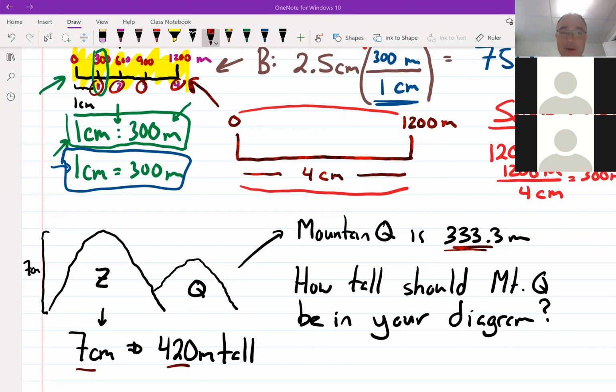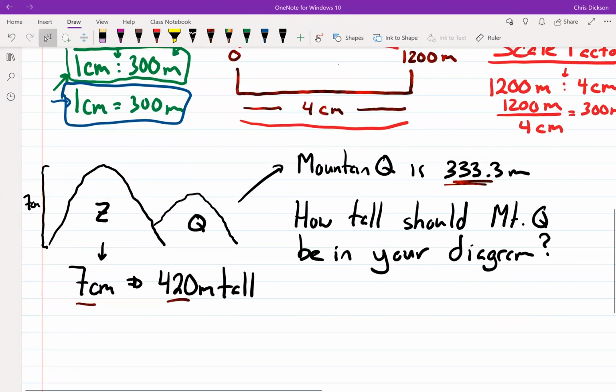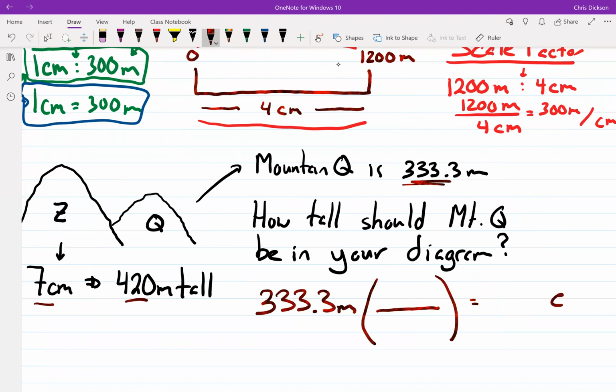Okay, so I'm going to turn my video off here. I'll just finish this off. So the question is, how tall would mountain Q be in your diagram? How tall would you make it? So you're going to have to create some kind of scale factor. And what you're going to have to do is take 333.3 meters, and you need to convert it so that you can figure out in centimeters how tall your mountain should be here.